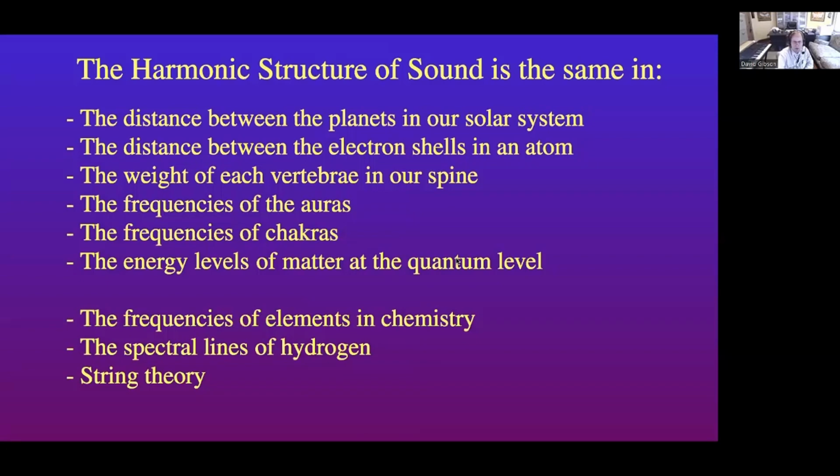This mathematical structure is in all types of things. It's in the frequencies of elements in chemistry. It's like the elements go up based on the harmonic structure. And it's in the spectral lines of hydrogen. Also, if you've got water, H2O, it's 2 harmonics of hydrogen and 1 harmonic of oxygen that make up water. It's a harmonic structure.